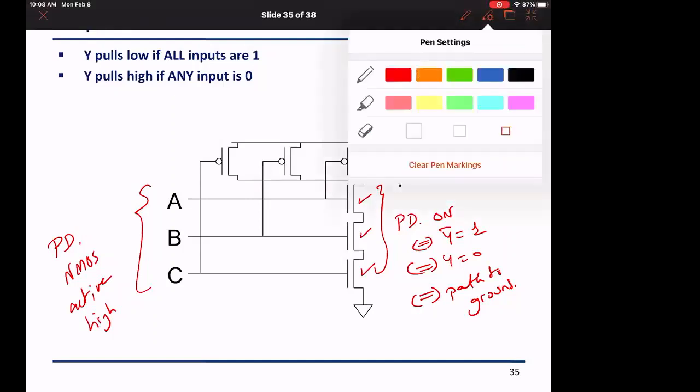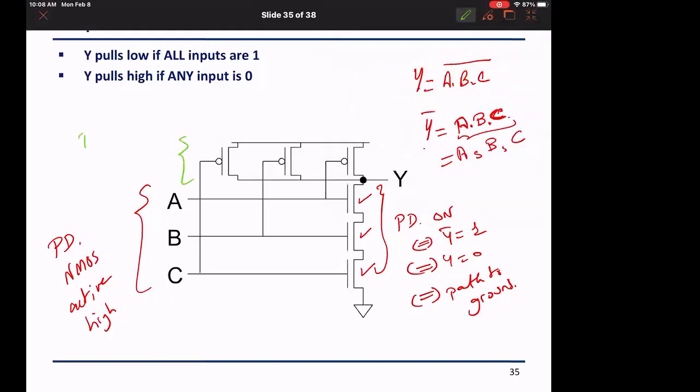Okay, the pull up is typically the complement of this. So for the pull up, I use PMOS devices, and the series becomes parallel, and the parallel becomes series. In this scenario, we will have A parallel to B parallel to C. Okay, I assume most of you are comfortable with this concept, and we will take more examples.